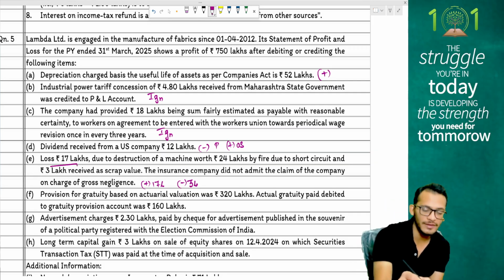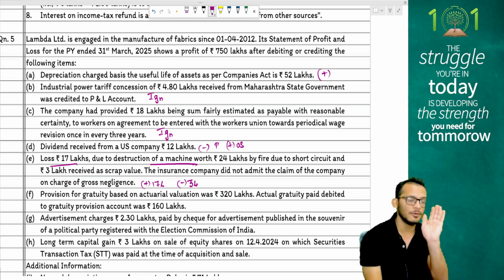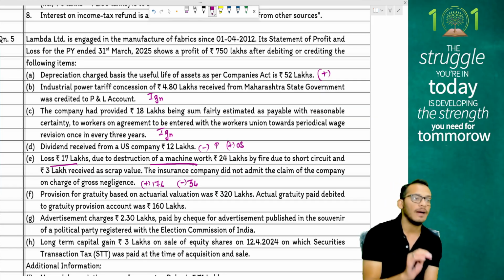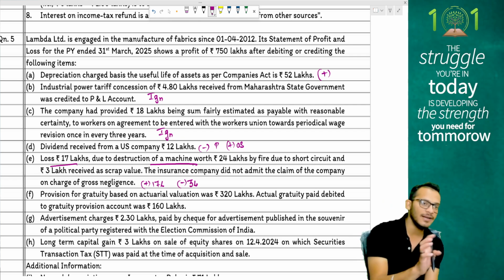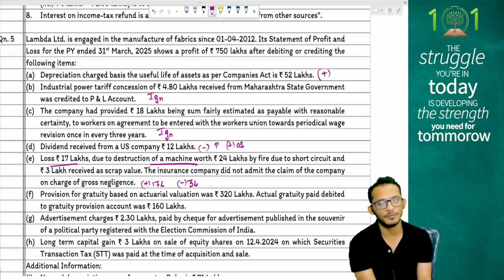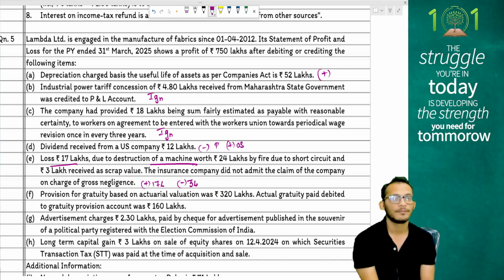They are saying loss of 17 lakhs is from destruction. Which means the moment destruction happened, I booked a loss of 17. After destruction, I got a scrap value of 3. So there are two different things happening. So 17 is booked in my P&L. When 17 is already booked in P&L, scrap is coming where? P&L only, right? So the whole scrap will also be put in P&L, loss will also be put in P&L. It's not loss after scrap. It is loss from the asset and then the scrap.